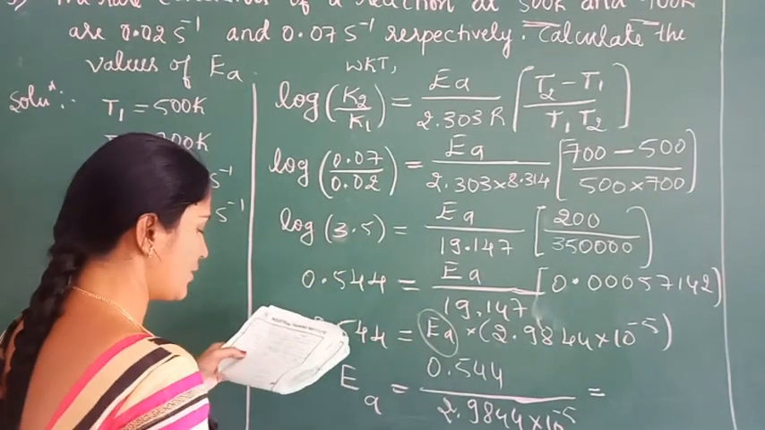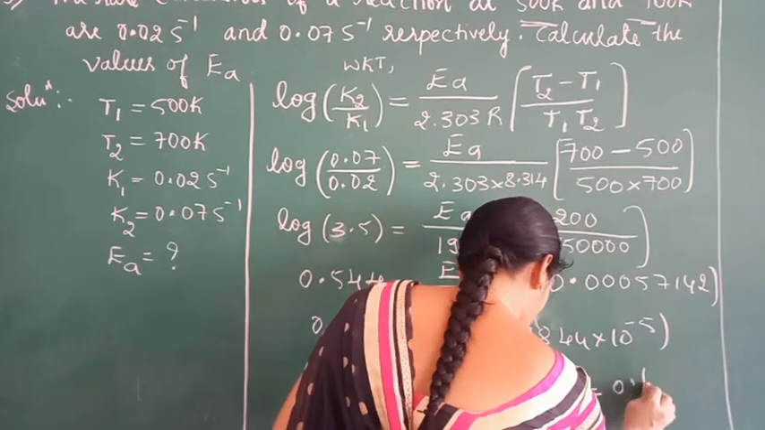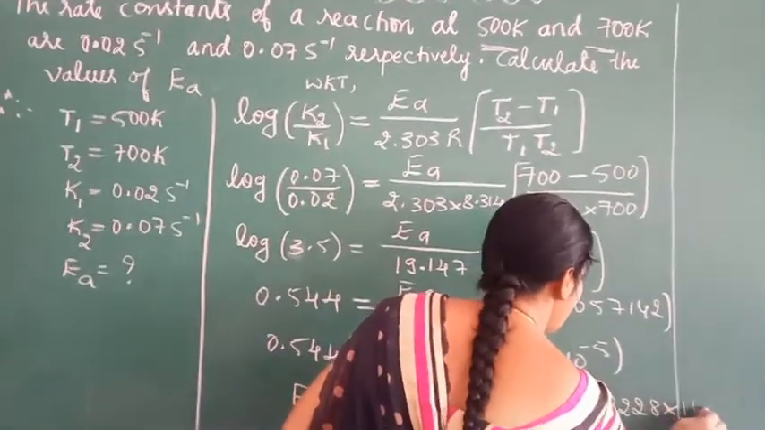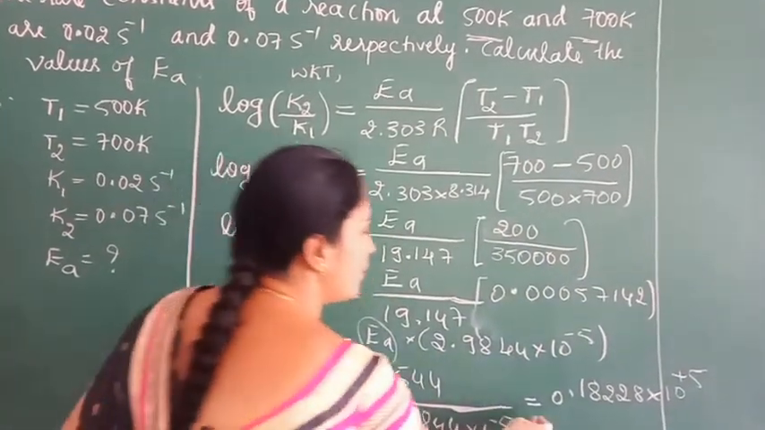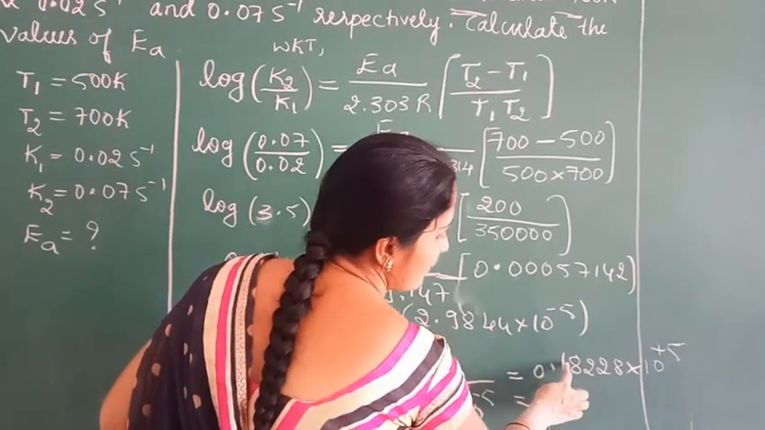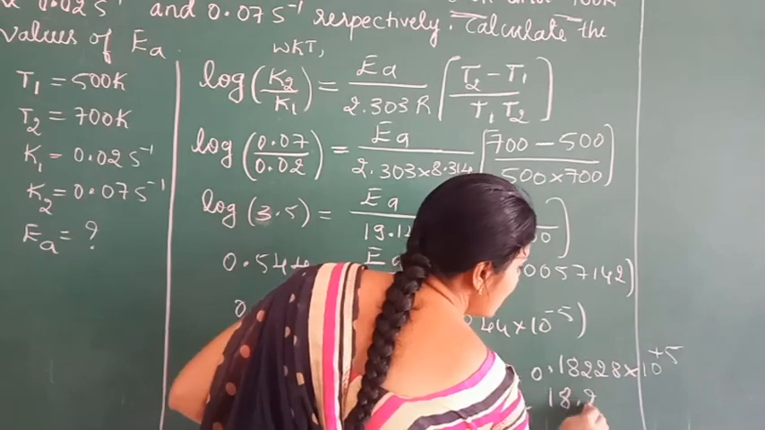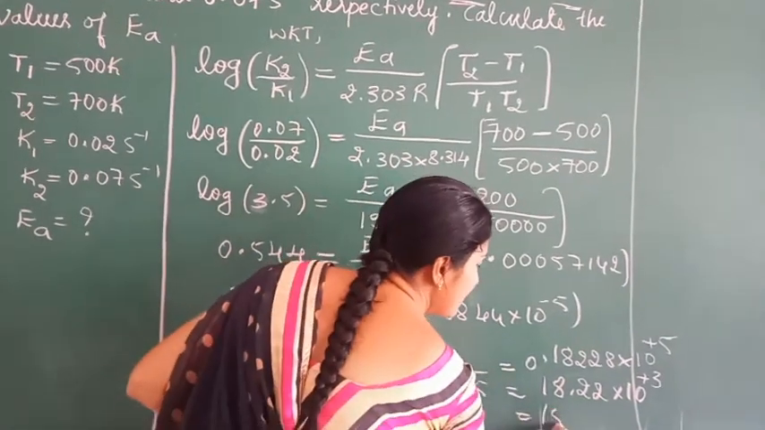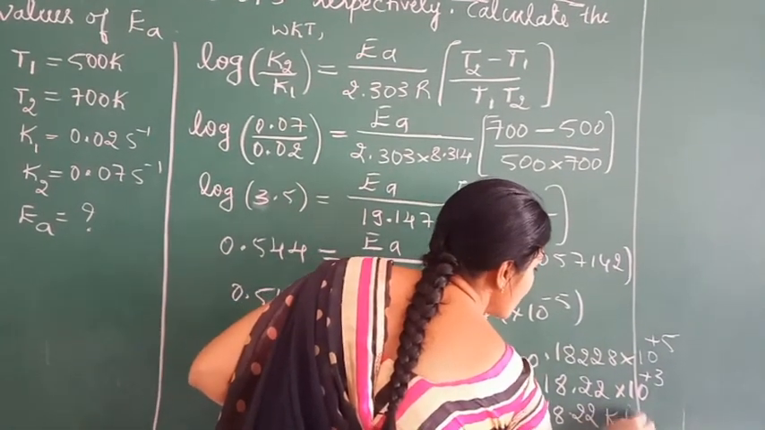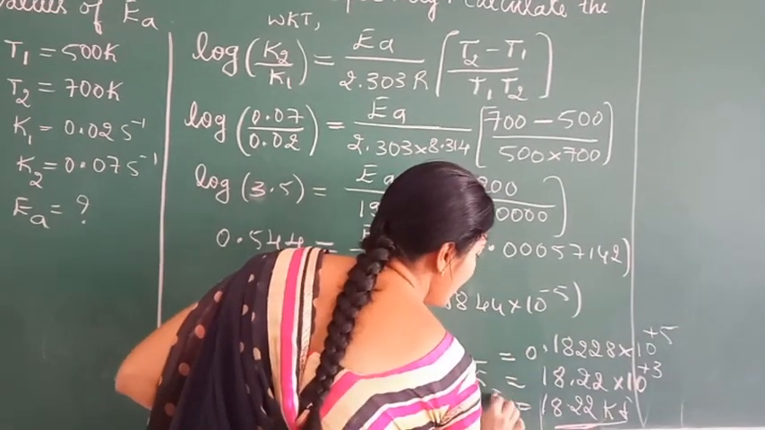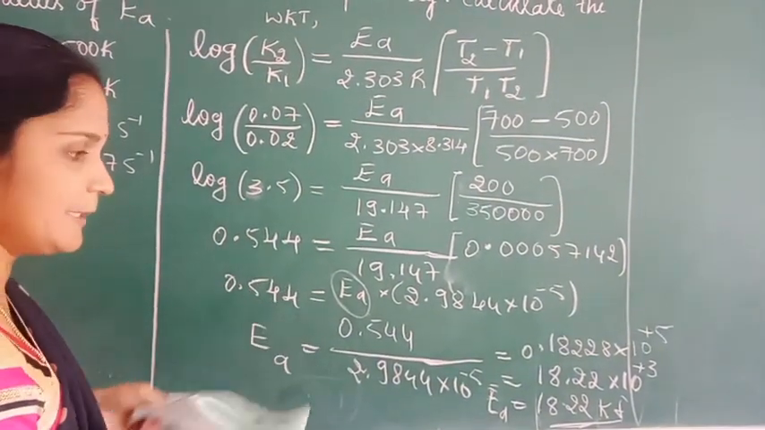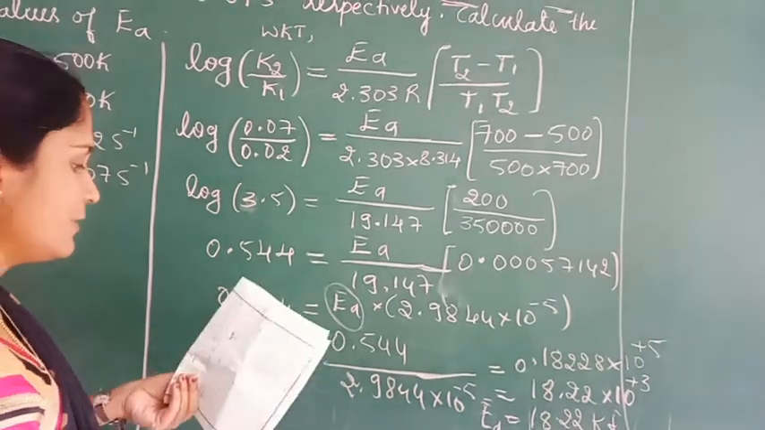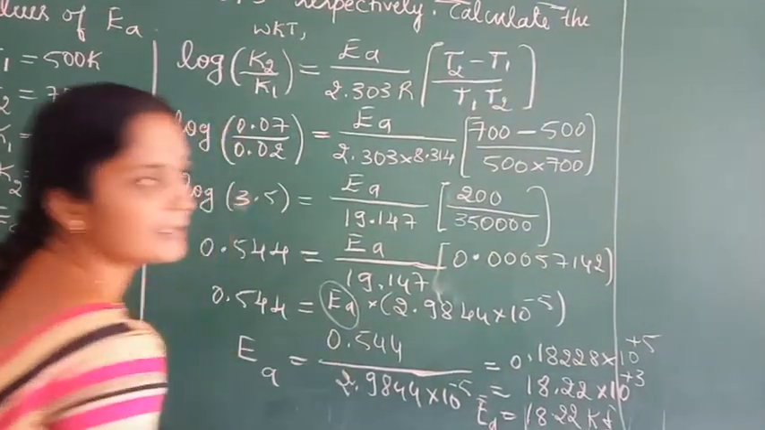So on simplification we get 0.18228 into 10 power plus 5. So overall it can also be written like this: 18.22 into 10 power plus 3 joule, overall 18.22 kilojoules. So the energy of activation EA value is 18.22 into 10 power 3 joule, overall 18.22 kilojoule. So this is the value of activation energy.